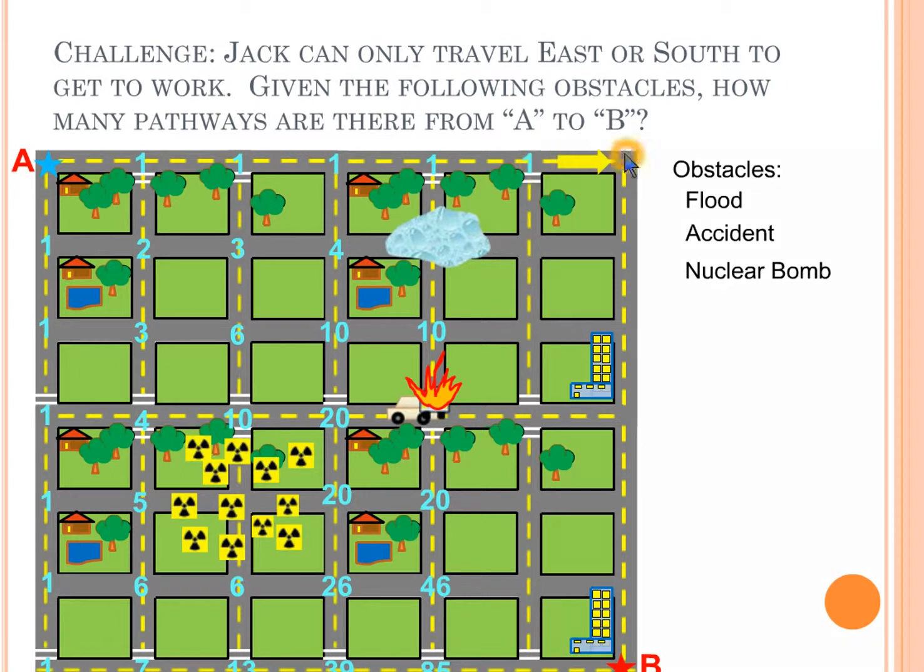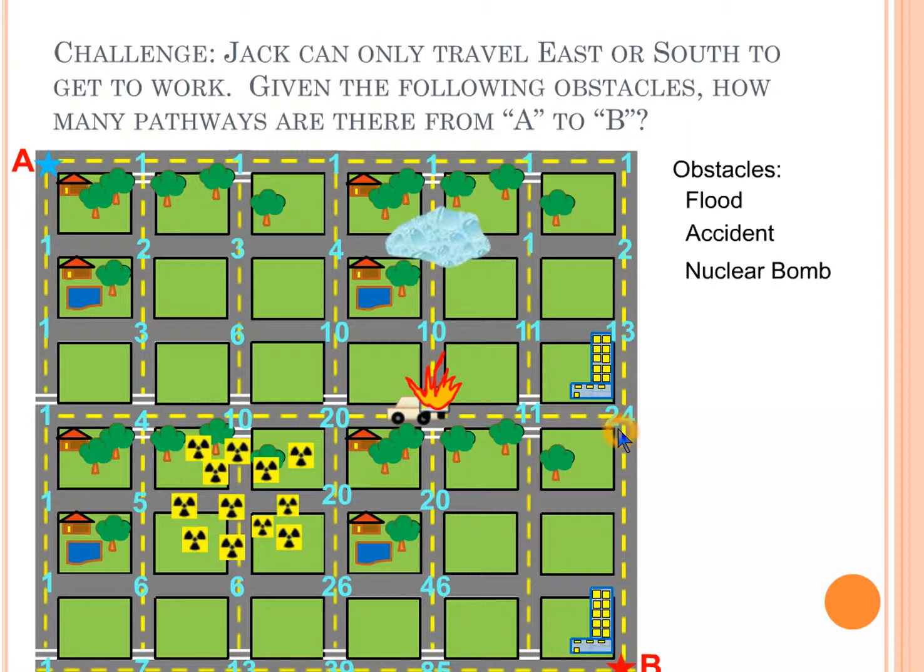One way over here, so there's one way over there. One way over here, so this must be one way. 10 plus 1 will be 11. 1 plus 1 will be 2. 11 ways here, so this must be 11 ways. 11 plus 2 over here, this will be 13. And 11 plus 13 will be 24.